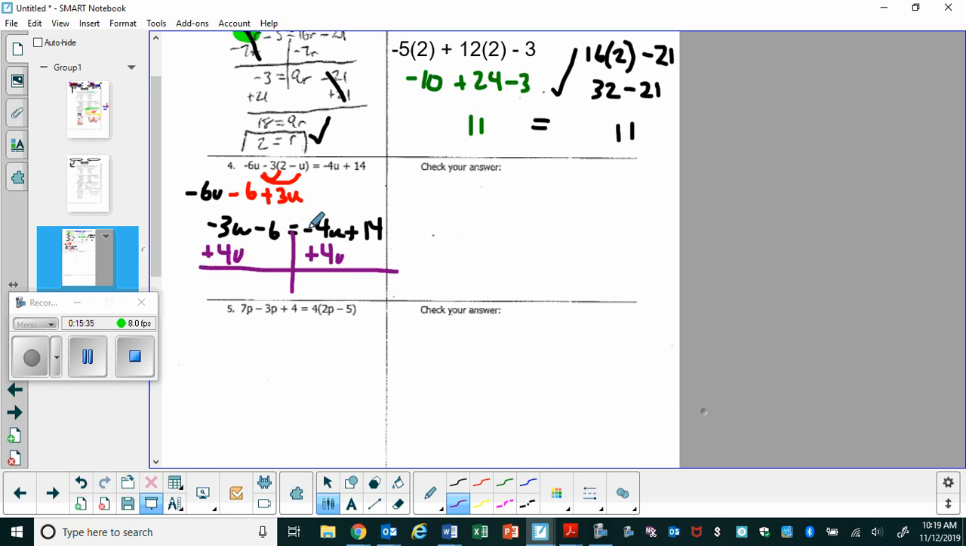I'm not going to continue the rest of the problem because I want to check to see that you know what to do. And I also want to check to see if you know how to check your answer. So for number 5, also just be careful down here. Catch that on this side you want to combine like terms first, while on this side you want to distribute. And then you're going to be left with your equation with the variable on both sides to solve, and then come over here and check your answer.